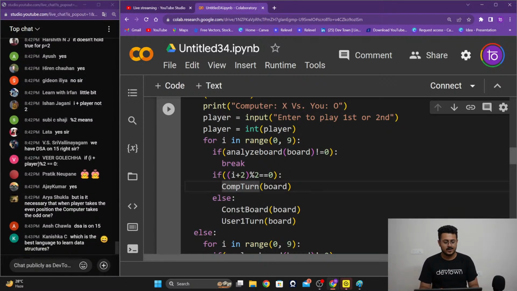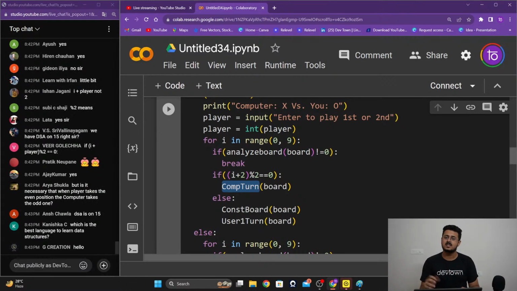Okay. So now we are going to implement comp turn. Which is the best language to learn data structures and algorithms? Either C++ or Java, any one of these, no other programming language.